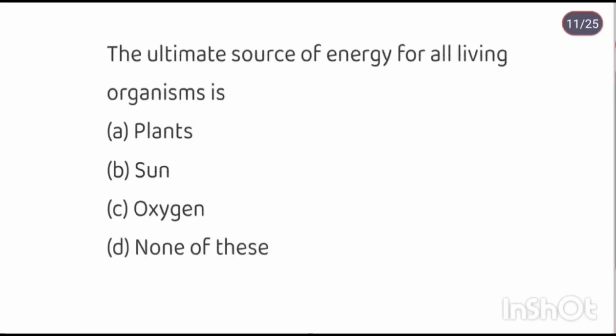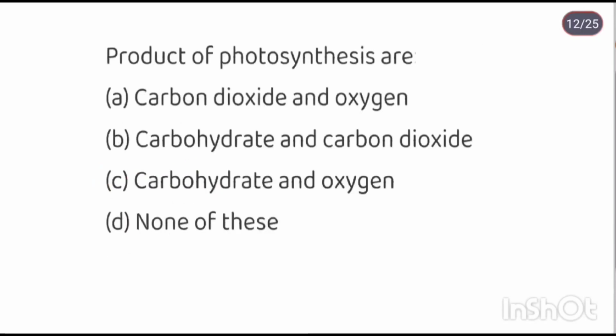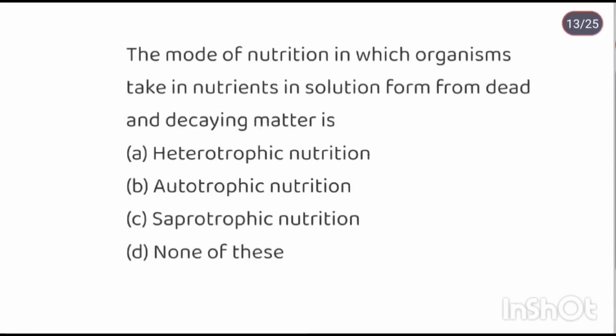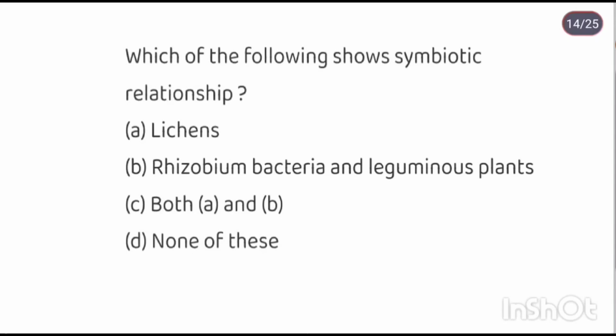The ultimate source of energy for all living organisms is the sun. Products of photosynthesis are option C, carbohydrate and oxygen. The mode of nutrition in which organisms take in nutrients in solution form from dead and decaying matter is option C, saprotrophic nutrition. Which of the following shows symbiotic relationship?